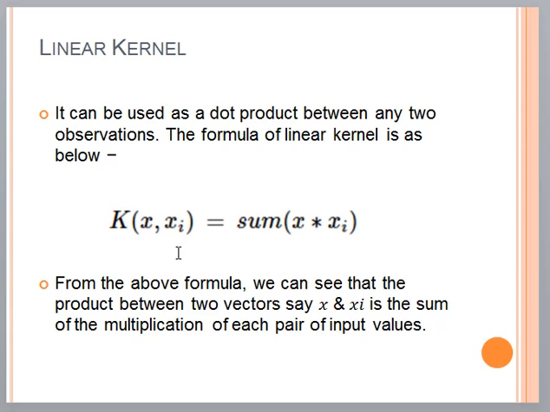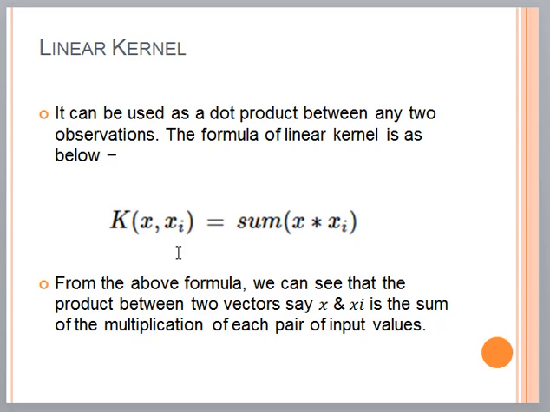So in this above formula, we can see that the dot product between two vectors, which is x and xi here, is the sum of the multiplication of each pair of input values, right? So as I explained, we have these two vectors here and we are taking the sum of the multiplication of each pair of input values in order to calculate a linear kernel.